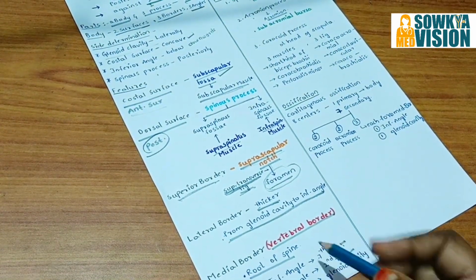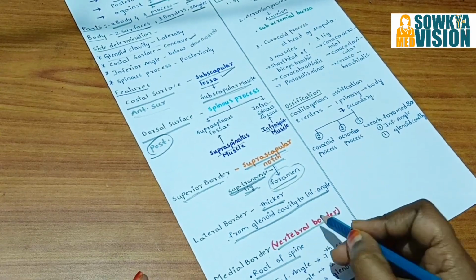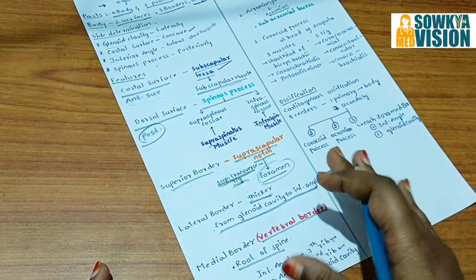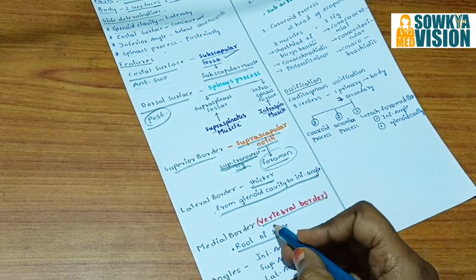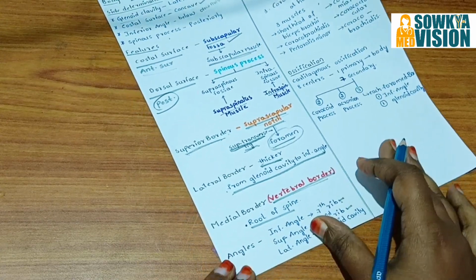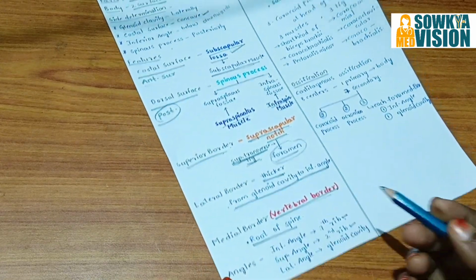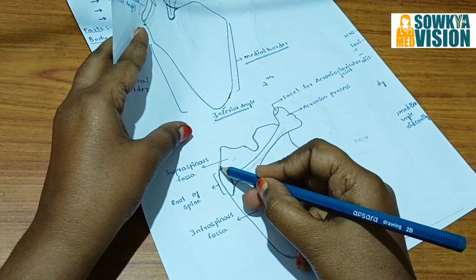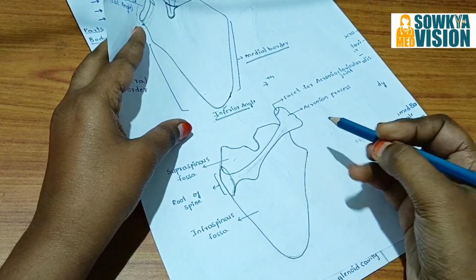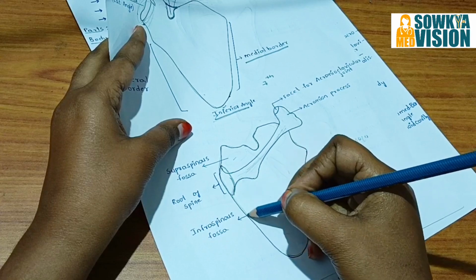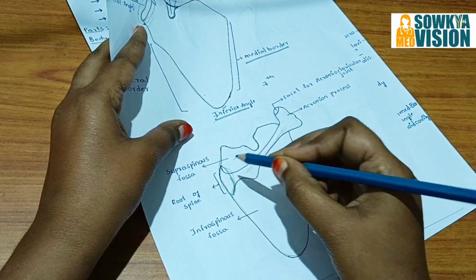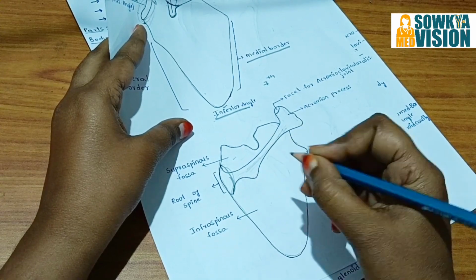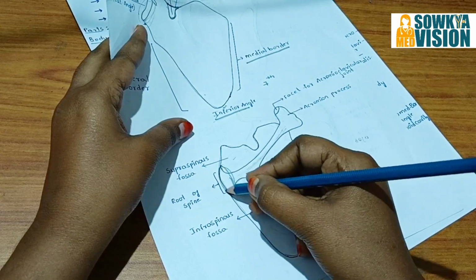And the medial border, it is also known as the vertebral border. Why? It is closely related to, it is near to the vertebra. Yes, hence it is known as the vertebral border. It contains the root of spine. What is the spinous process? This is a spinous process. The attachment of the spinous process to the medial border is known as the root of spine. The point where the spinous process is starting is known as the root of spine.